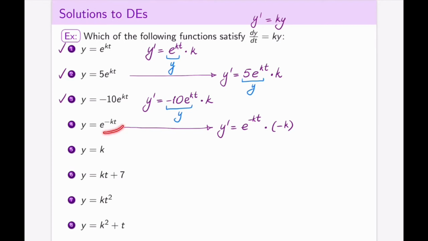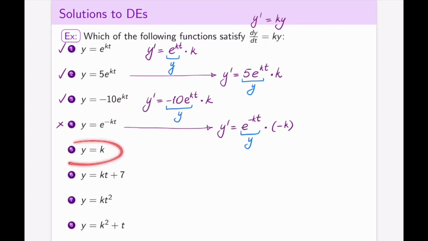So let's see here. I have that this is my original function, so I can replace this with y. And so the equation I get then is y prime is equal to y times minus k. Well, that doesn't match this equation exactly. I get a minus here and no minus here. So this is not the same equation. This function does not satisfy the above differential equation. So the change in the exponent makes a difference.